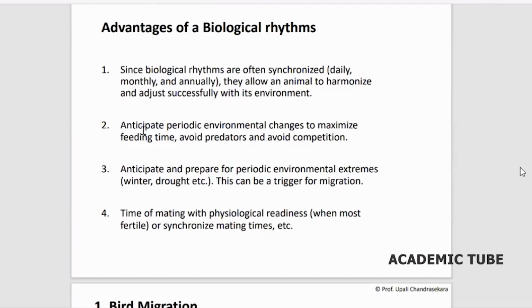Then, because of these biological rhythms, they can anticipate periodic environmental changes. Why? To maximize feeding time, also to avoid predators and avoid competition. Anticipate and prepare for periodic environmental extremes, winter, drought, etc. This can be a trigger for migration. Now, not all animals migrate.